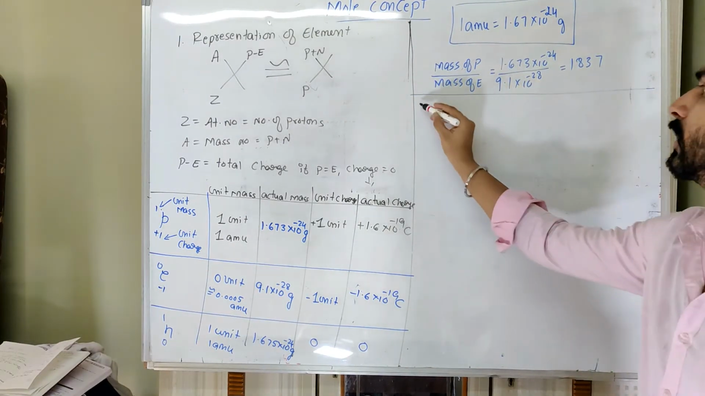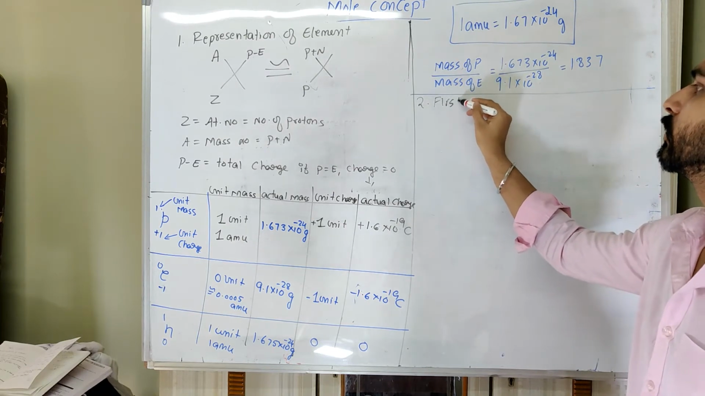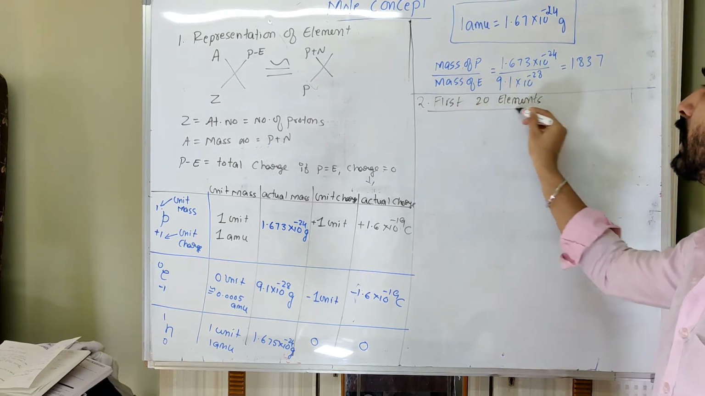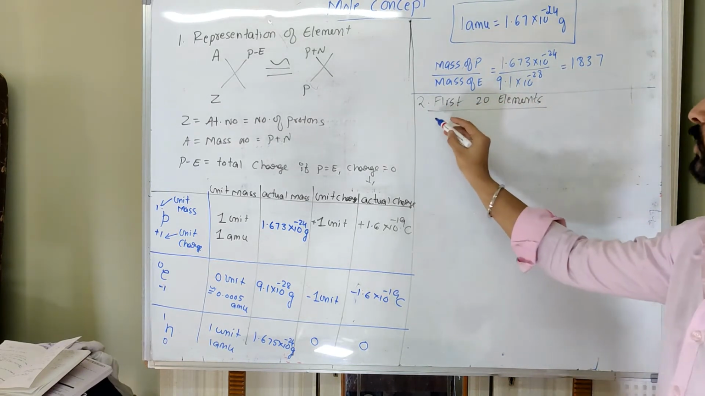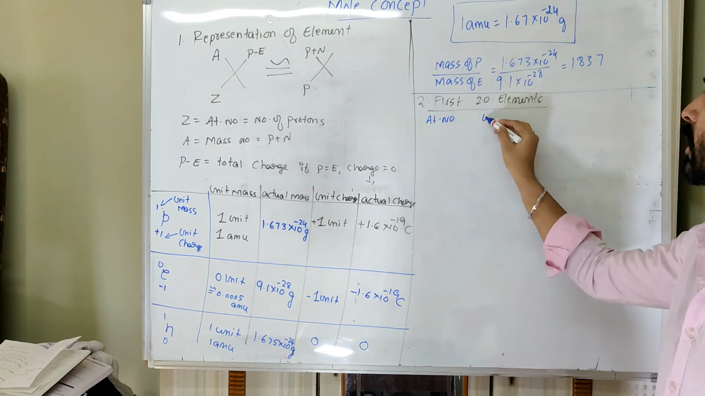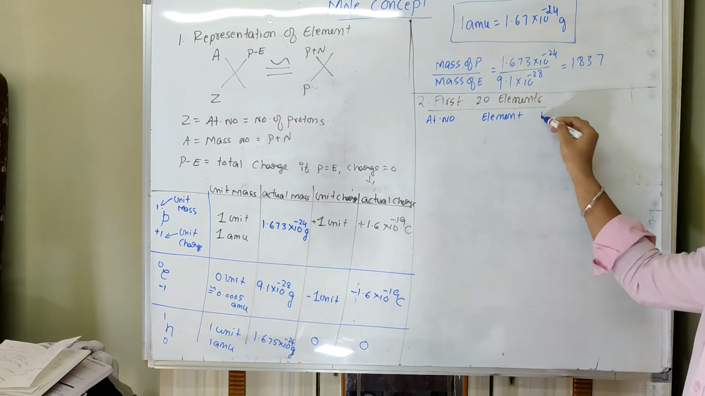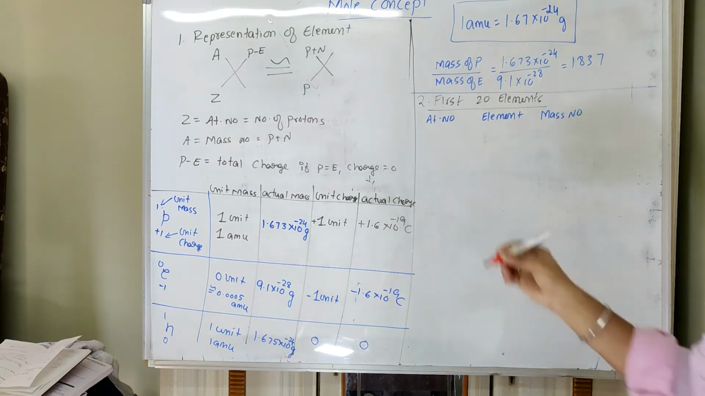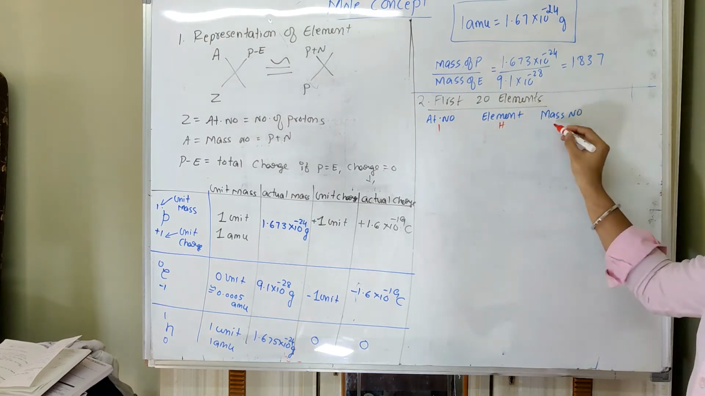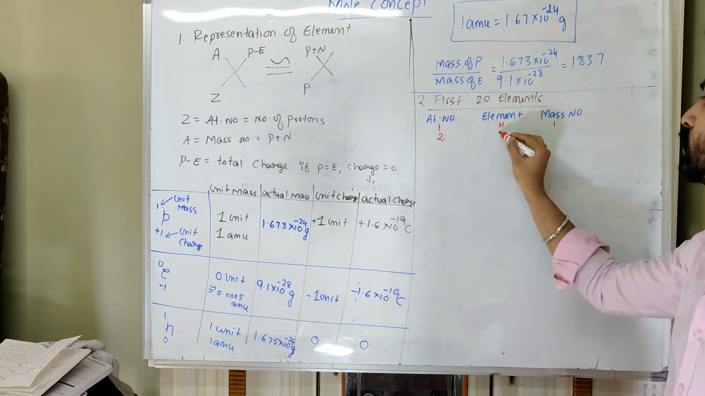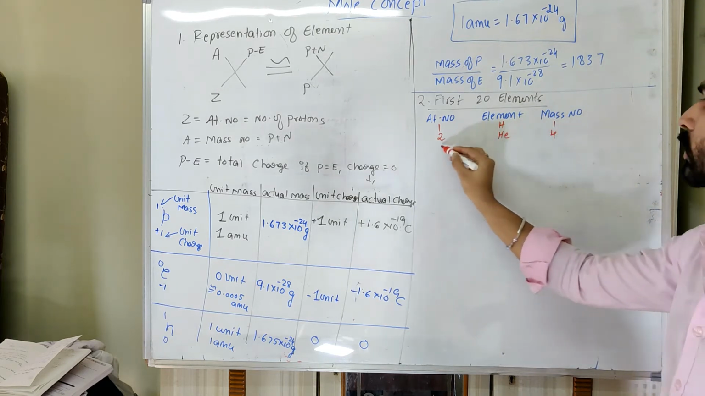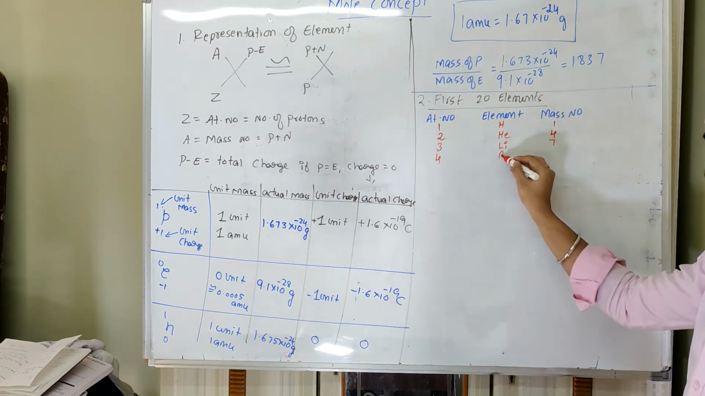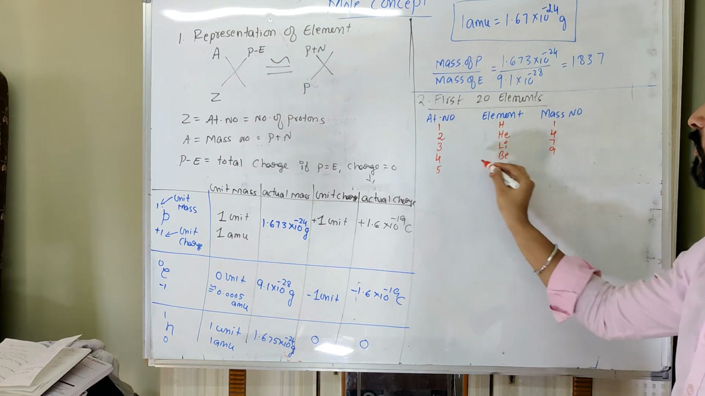So the next part will be understanding and remembering the first 20 elements. We have to remember the first 20 elements along with their mass numbers. So atomic number, element and mass number. Atomic number 1, hydrogen, mass number 1. Atomic number 2, helium, mass number 4. Atomic number 3, lithium, mass number 7. Atomic number 4, beryllium, mass number 9.